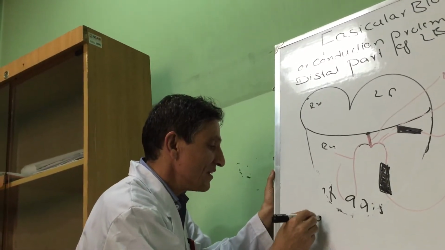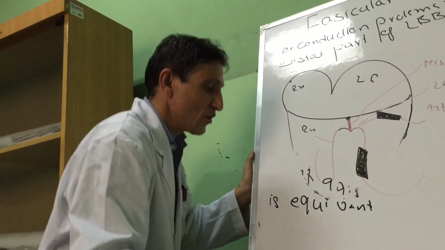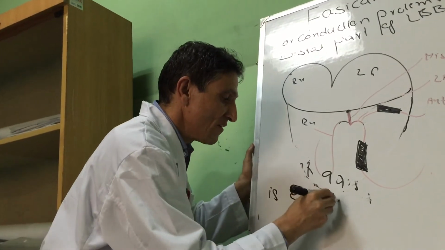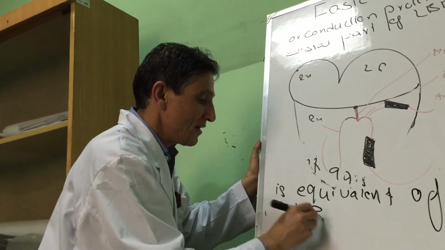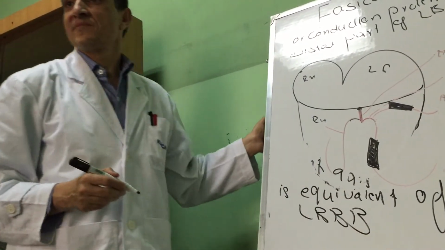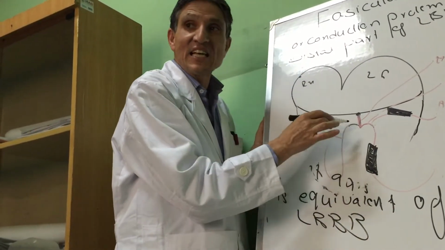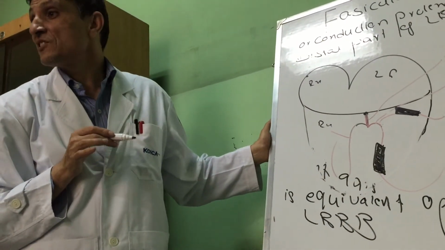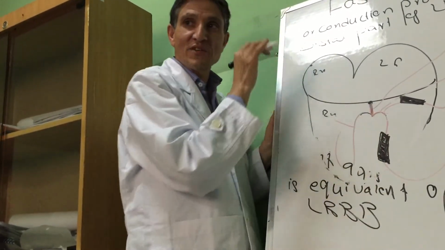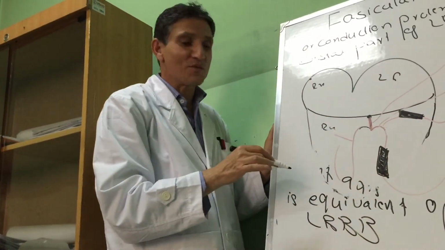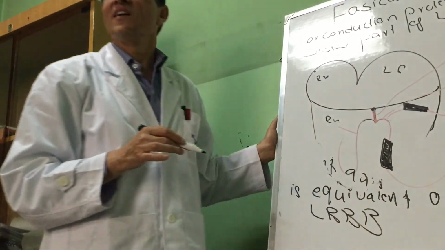equivalent to left bundle branch block. Anterior fascicular block as well as posterior fascicular block is the equivalent of left bundle branch block. We have already discussed anterior fascicular block, and after that we discussed posterior fascicular block. Left anterior fascicular block is called left anterior hemiblock.